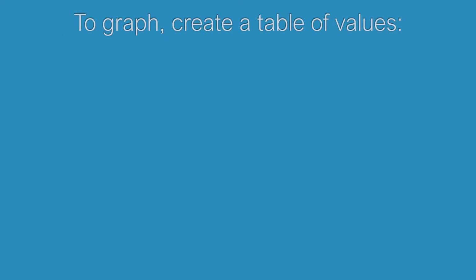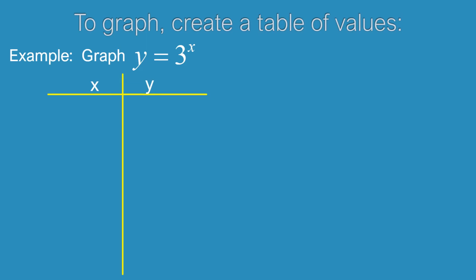Now let's look at how we would graph these functions. So to graph them, you're going to create a table of values. So let's graph y equals 3 to the x. So you're going to create an xy table, and you're going to pick convenient values of x. And for exponential functions, you're pretty much going to always pick -2, -1, 0, 1, and 2. You're going to plug those values into your equation for x.